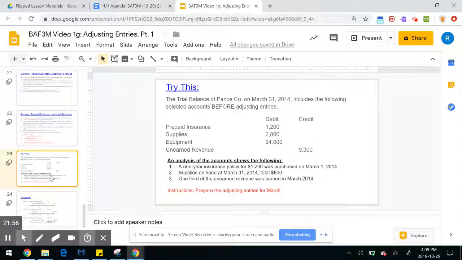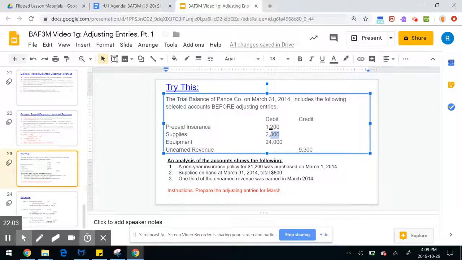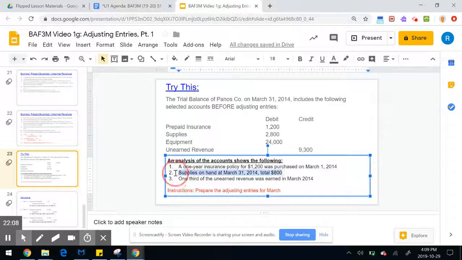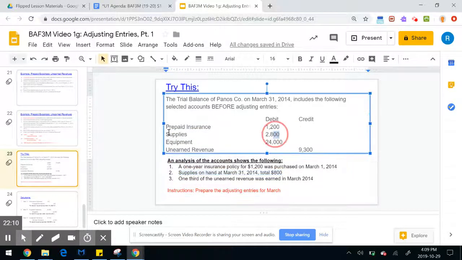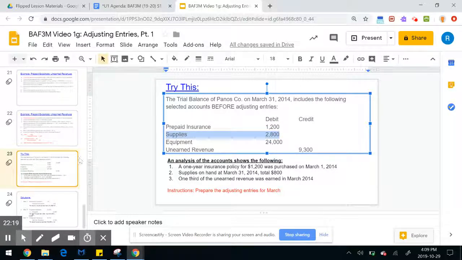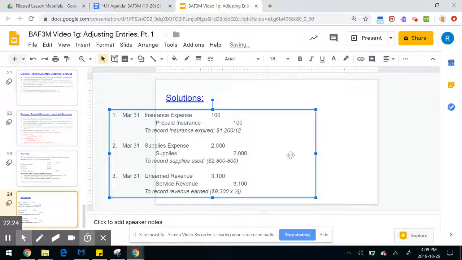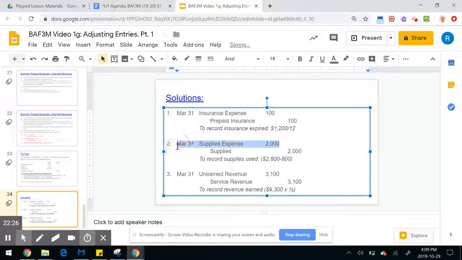Second one involves supplies. So supplies we count at the end of the month, and $800 worth of supplies, but what our balance sheet has before the adjusting entry says we have 2,800, but in reality we only have $800 of supplies left. So we need to make the supplies account accurate. So if our asset of supplies is at 2,800, we need to turn that into 800. So we would credit supplies for 2,000. Credit supplies for 2,000. Whoops. And debit supplies expense for 2,000 this month. And unearned revenue is the final one.